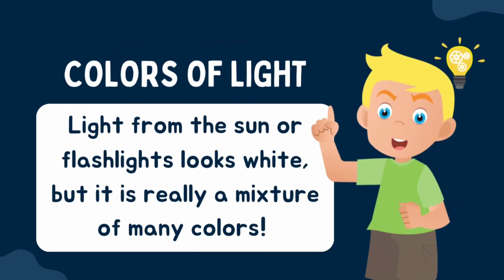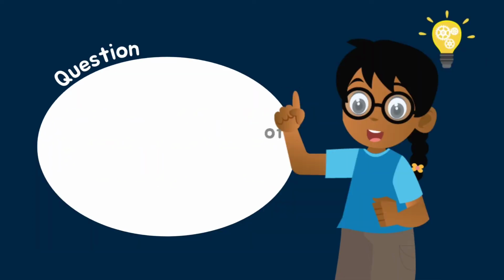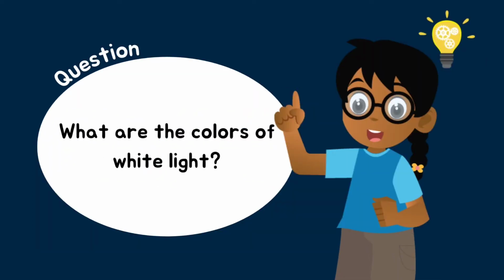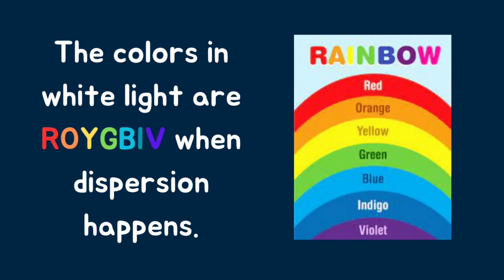Light from the sun or flashlights looks white, but it is really a mixture of many colors. Would you believe that white light is a combination of many colors? Well, it is. Now, what are the colors of white light? The colors in white light are red, orange, yellow, green, blue, indigo, and violet, when dispersion happens.